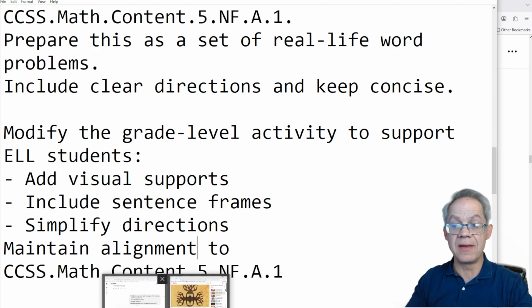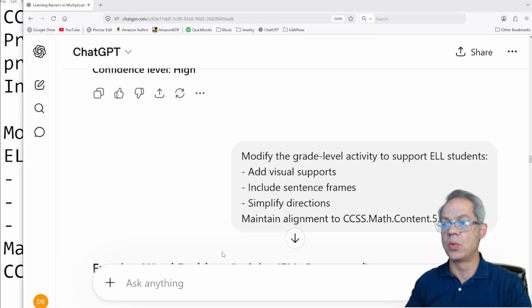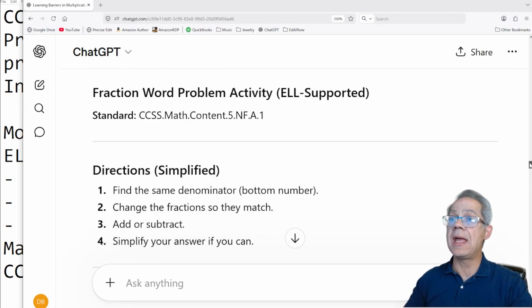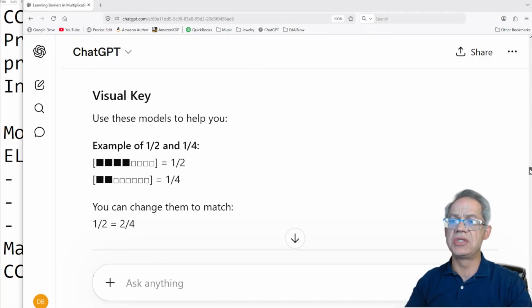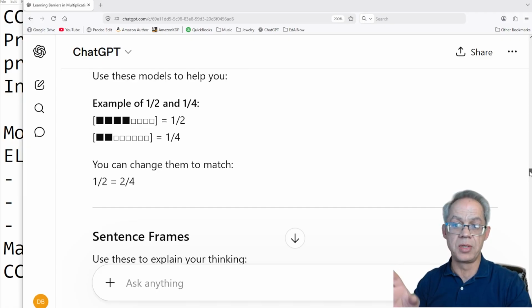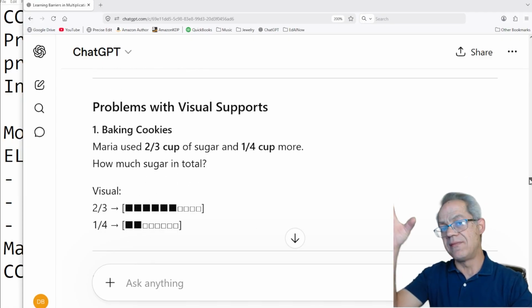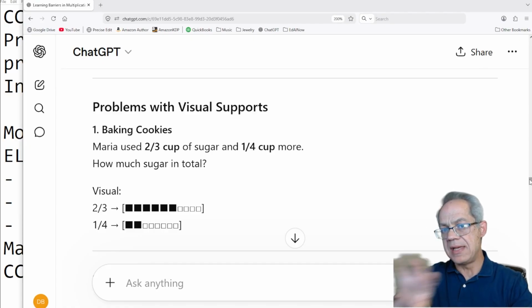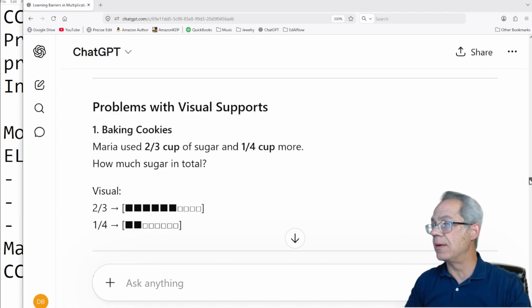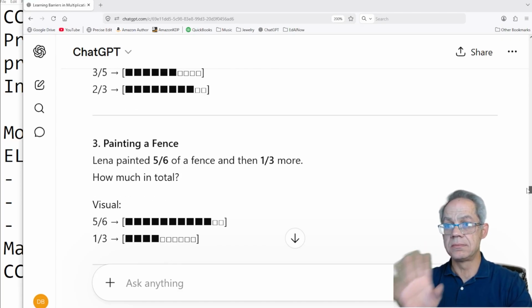And let's see what we get for these particular students. What kind of support can we give them? And here we go. For our ELL students: simplified directions, visual keys, and actually this is pretty good, sentence frames. So we've drawn from those potential supports up above, and now we are embedding them within this particular prompt here. So that is ELL students.